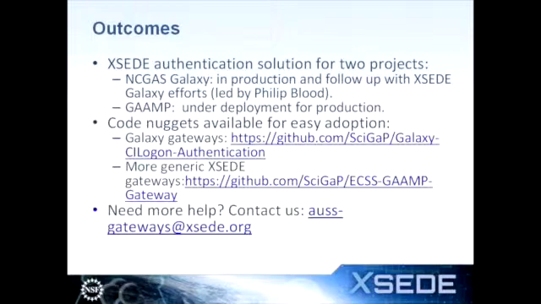So if you have a Galaxy instance, or you want to use the version we had for NCGAS, because of the Galaxy proxy requirement, there's a set of configuration rules that you would need in the Apache httpd.conf. Otherwise, if you have a more generic XSEDE gateway, you could use our GAAMP version of the OAuth client that's pretty generic and should be easy to adopt for other cases similar to GAAMP.